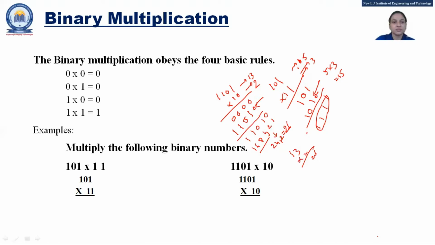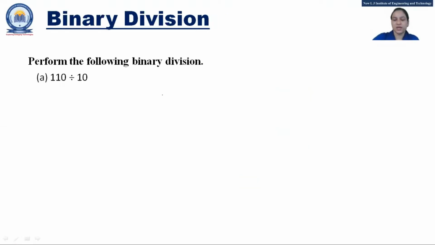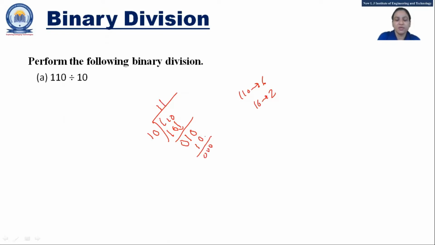Now, how is binary division performed? Let's look at an example for binary division. Here what is given? 1 1 0, and we have to divide by 1 0. Here 1 1 0 is our 6 and 1 0 is our 2. So 1 0 into 1 1 0. That is 1 minus 0, that is 1, and 1 minus 1, that is our 0. And we have to take 0 here. 1 0 1 1 0. So the remainder, we get our 0.